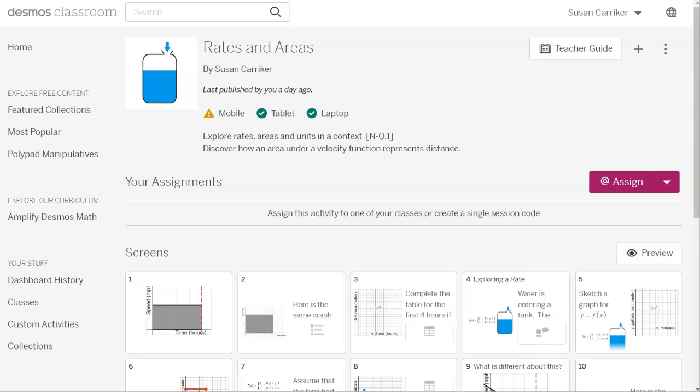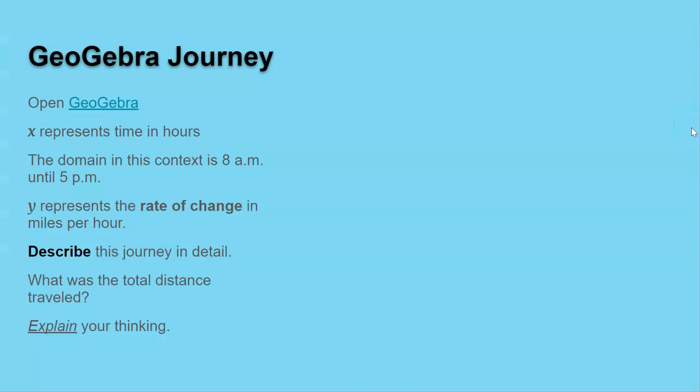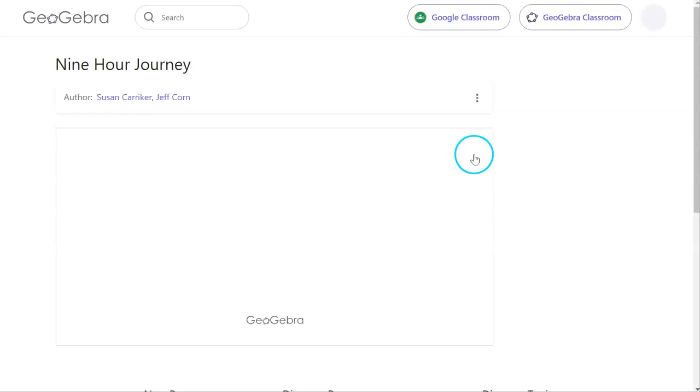The last thing we'll do is a team poster project. So let's head back to slides. So to do this project, students are going to use an app in GeoGebra. And so when they get to this screen, they will click on the link to open the graph.